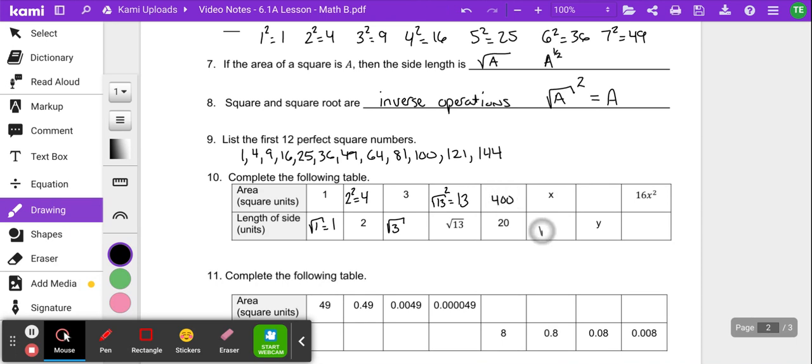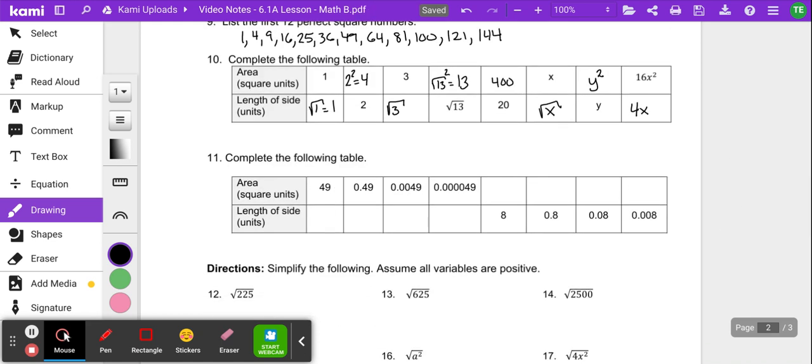If the area is x, the side is the square root of x. If the side is y, the area is y squared. If the area is 16x squared, it came from 4x times 4x. If it was 49, it came from 7 times 7. This would be 0.7. It's almost half the amount of decimals. So it's 2 decimals, it's going to be 1 decimal spot. 0.07. 0.007. 8 squared is 64. 0.8 squared is 0.64.